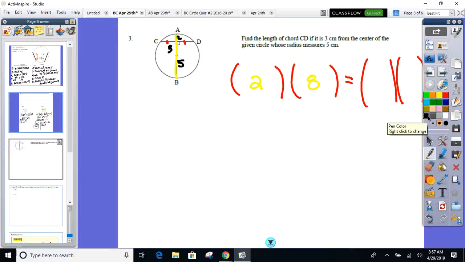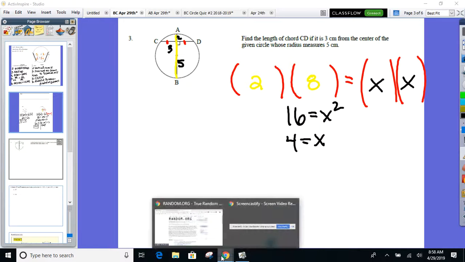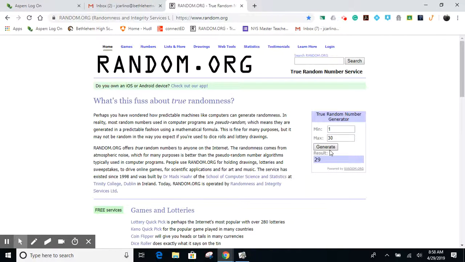What can I put for chord CD? They're both the same. Yep. And there you go. X and X. 16 equals X squared. X equals 4. Better read the darn problem, though. Congratulations, you found X. You're not a winner. I'm looking for CD, not X. X is just part of it. Any suggestion?